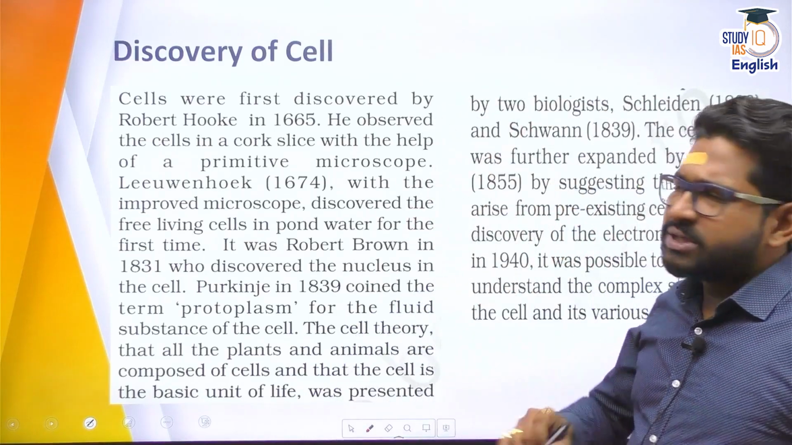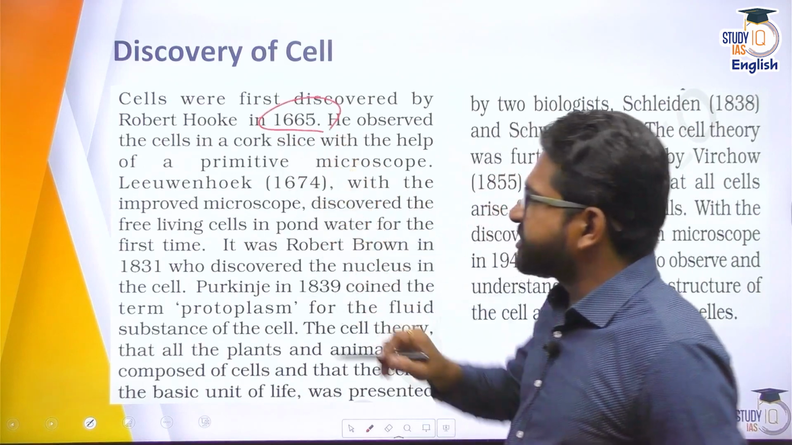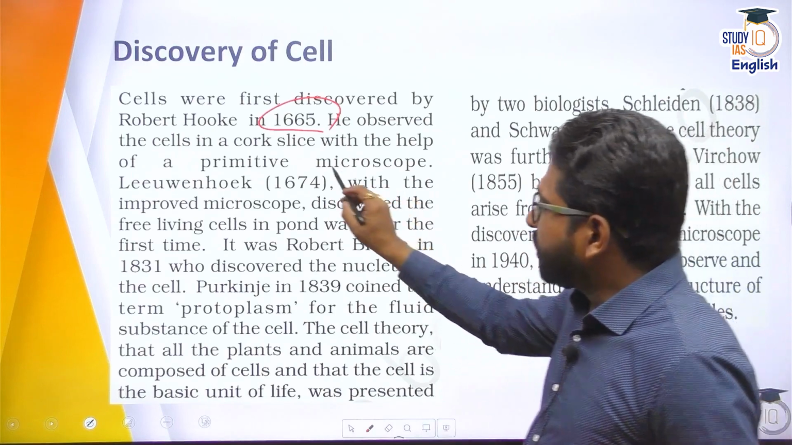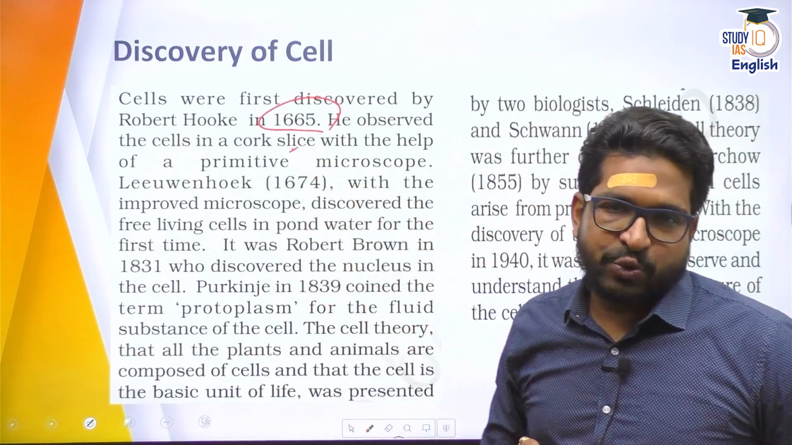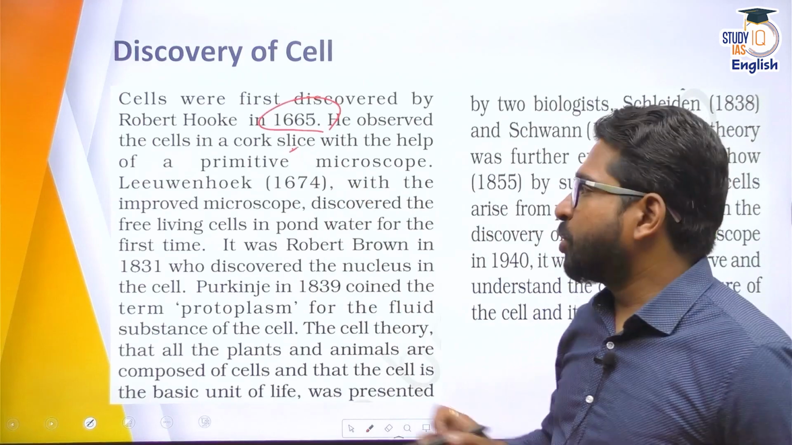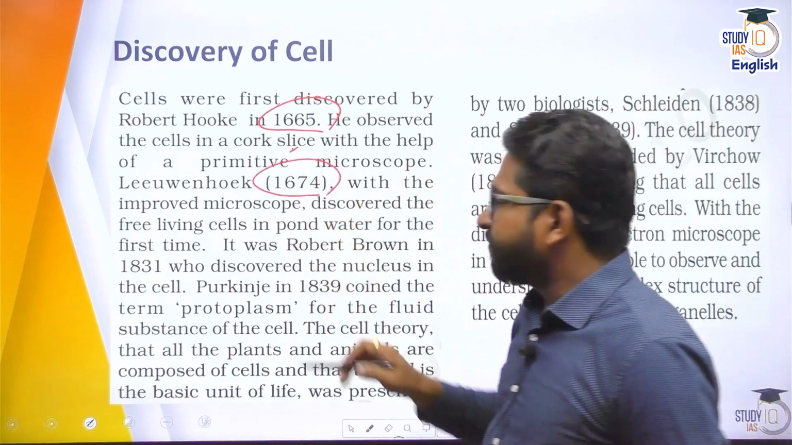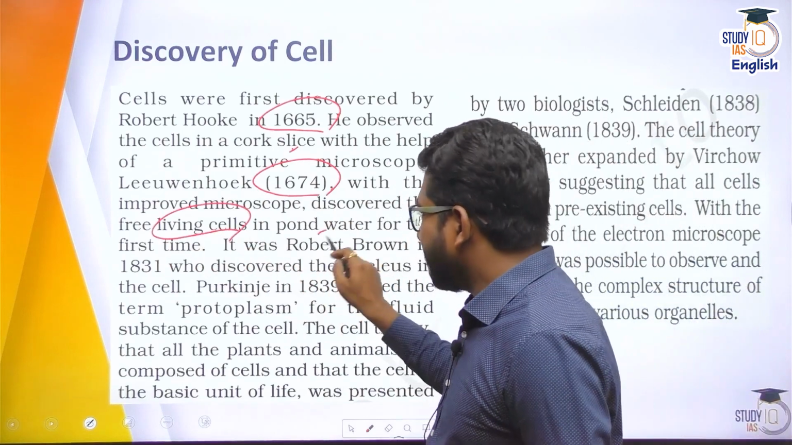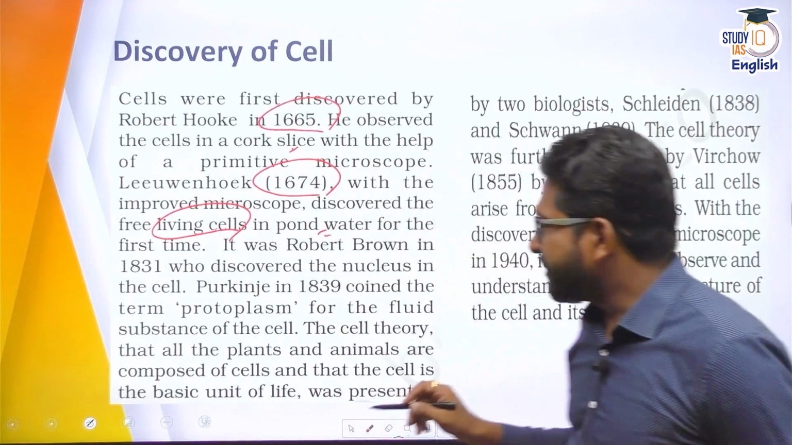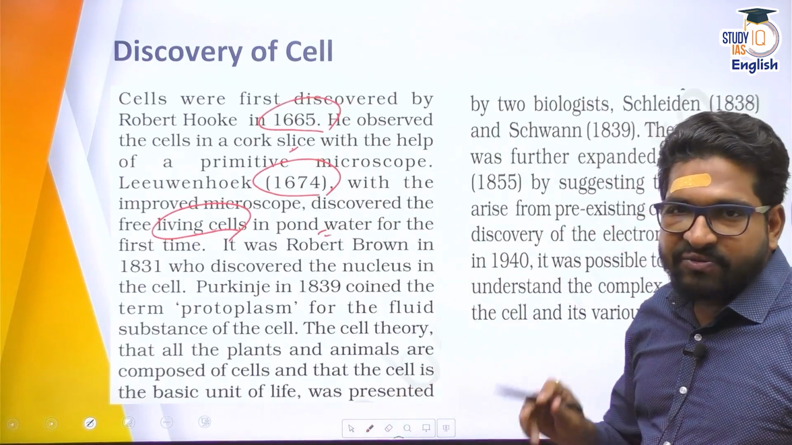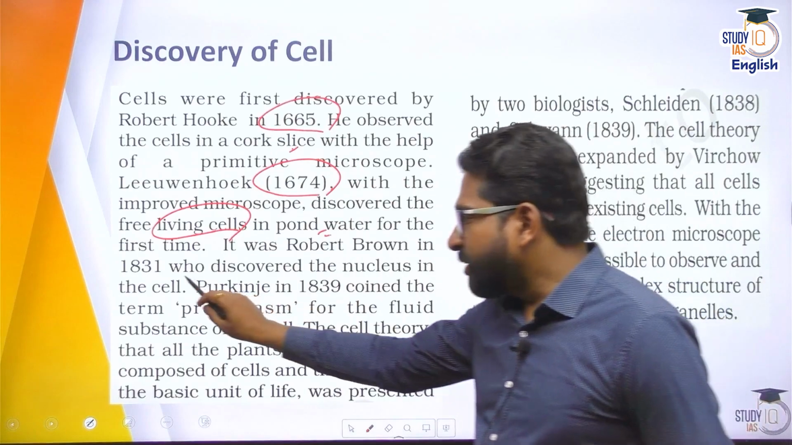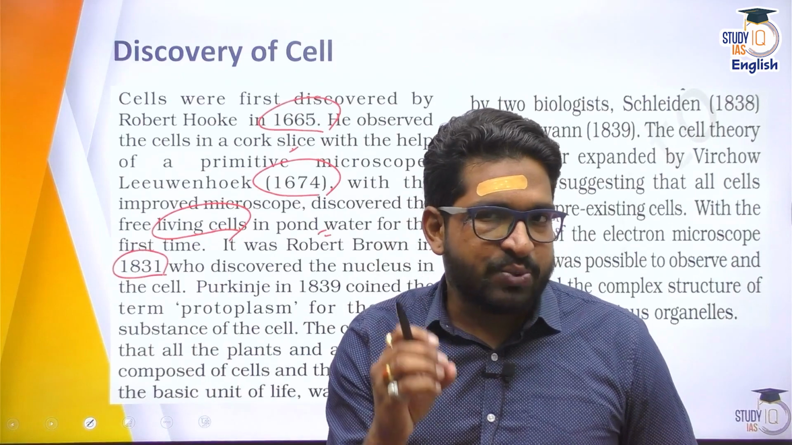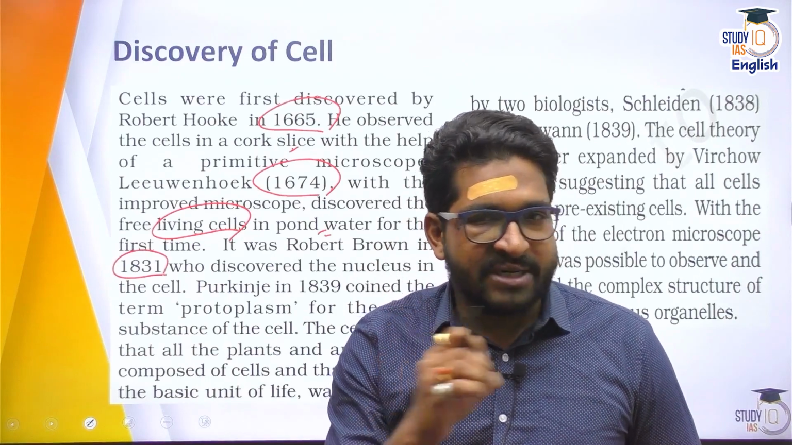Earlier, in 1665 itself, Robert Hooke was the first person who observed cells in a cork slice using a very primitive microscope. Then Anton Leeuwenhoek, in 1674, improved the microscope and discovered living cells in pond water. And Robert Brown gave the idea of the nucleus. In 1831, he observed different cells under the microscope and said that every cell has a nucleus, which is like the central processing unit of that cell.